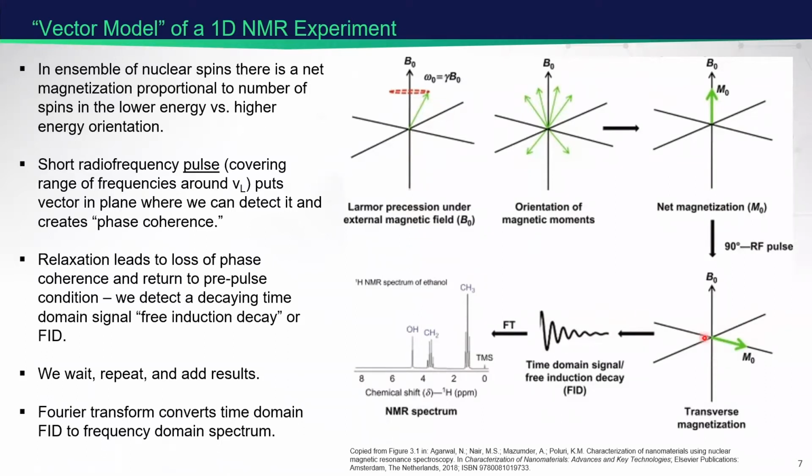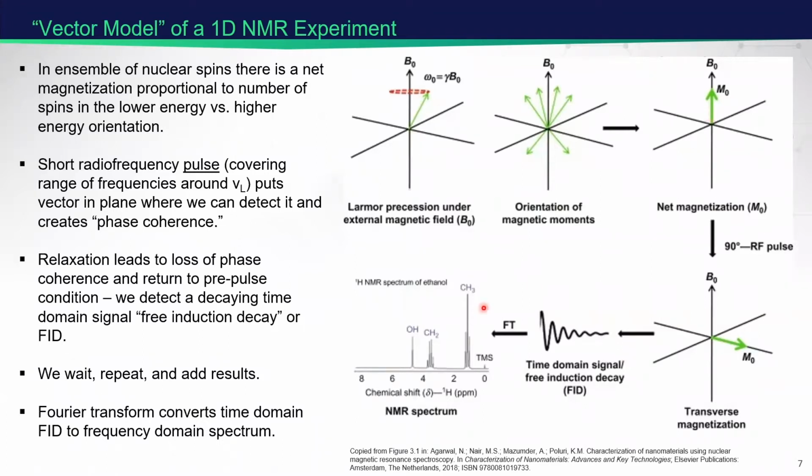Now we have a detection coil set up. And so these spinning magnets induce a current into these detection coils, and we pick up a signal: oscillating amplitude versus time that corresponds to audio frequencies. This signal decays because relaxation processes cause that phase coherence to be lost over time, and the spins return that energy back to the surroundings and return to the state before we pulse.